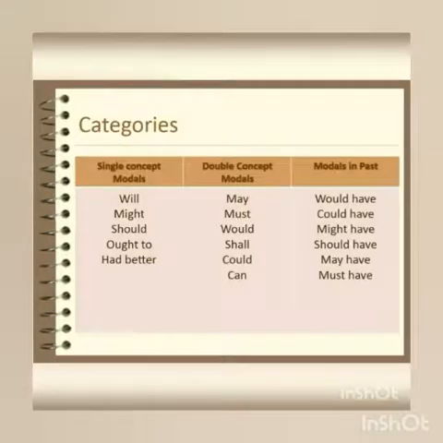And here we will discuss categories. We have got three types of categories. They are single concept modals, double concept modals, and modals in the past. In the single concept modals we can include will, might, should. In the double concept modals we can include may, must, would. In the modals in the past we can include would have, could have, and might have.